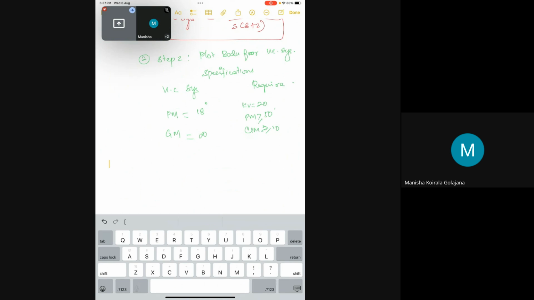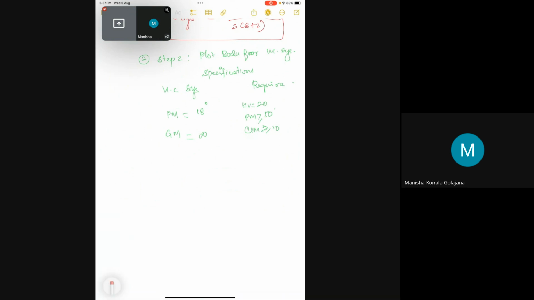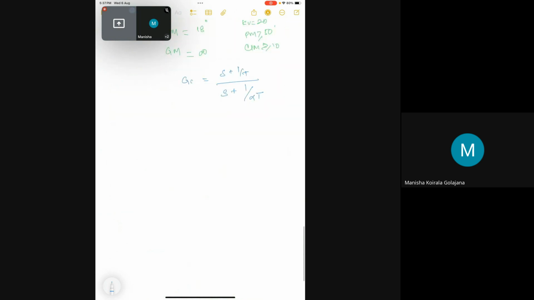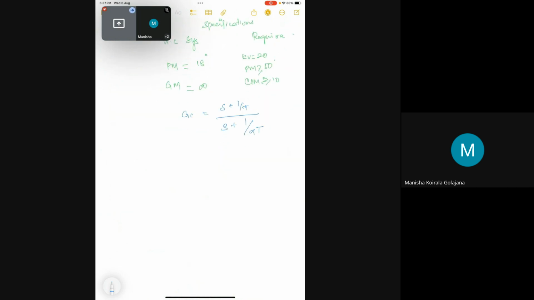Right. Lead compensator, we know it will be in terms of this. We are going to design a compensator that looks like this, whose transfer function will look like this, right? Now the only unknown you have in this is alpha. So how are we going to design this alpha? That is our next motive.